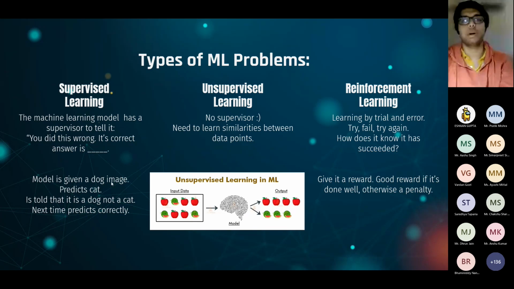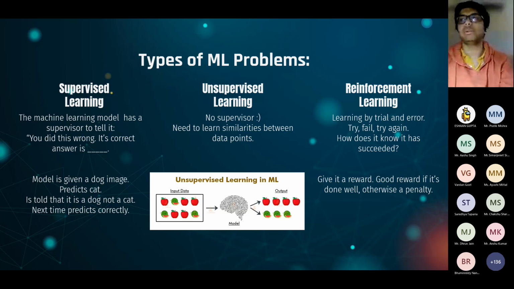And then next time, the model will understand, okay, the supervisor told me that this is a dog image and not a cat image. I did it wrong last time, so I need to do it correctly this time. And this way it will learn slowly. So this is what supervised learning is. Now, unsupervised learning, as the name suggests, there will be no supervisor.